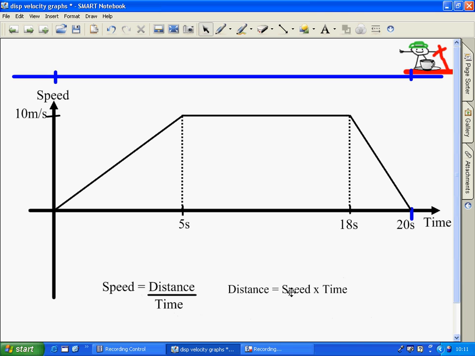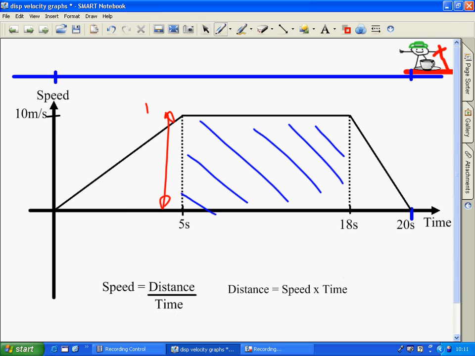So if we look here at this middle section, distance travelled is the speed of 10 meters per second that he's travelling at, multiplied by the time it takes him, which is 13 seconds. So the distance travelled in this section is actually 130 meters. So we can see from this equation that the area under a speed time graph gives us distance travelled.